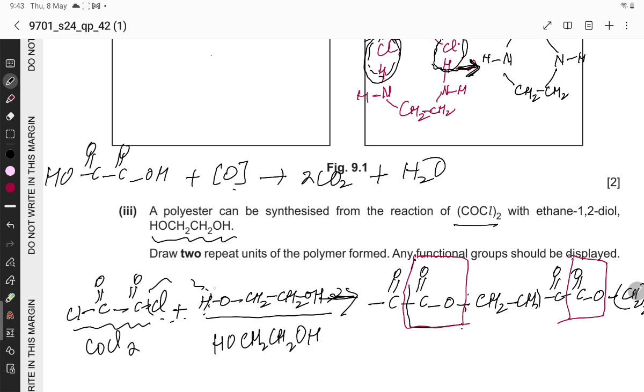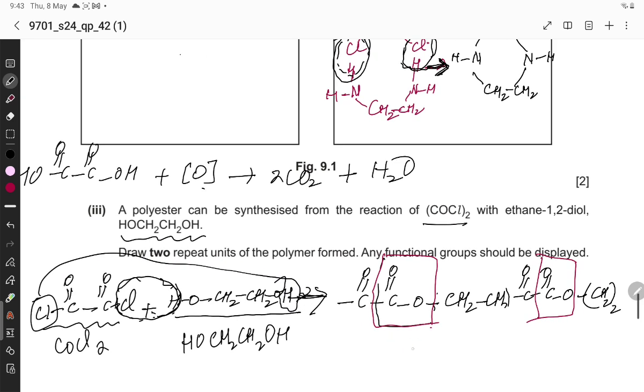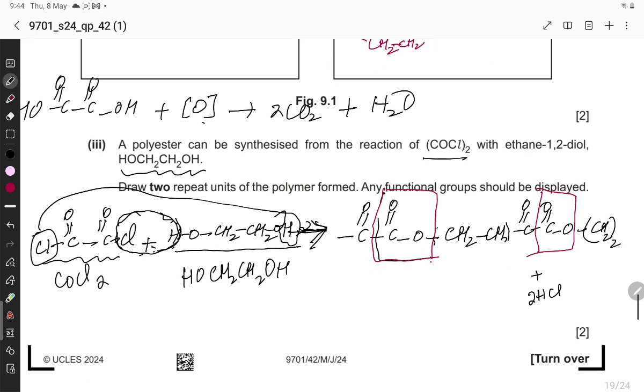because this H and this Cl are eliminated, and this Cl and this H are also eliminated. So the rest of the compound is condensed to form this compound. So 2HCl is formed, and the linkage is ester. So this is two repeat units: C double bond O, CO, CH2, CH2, CO and CH2.